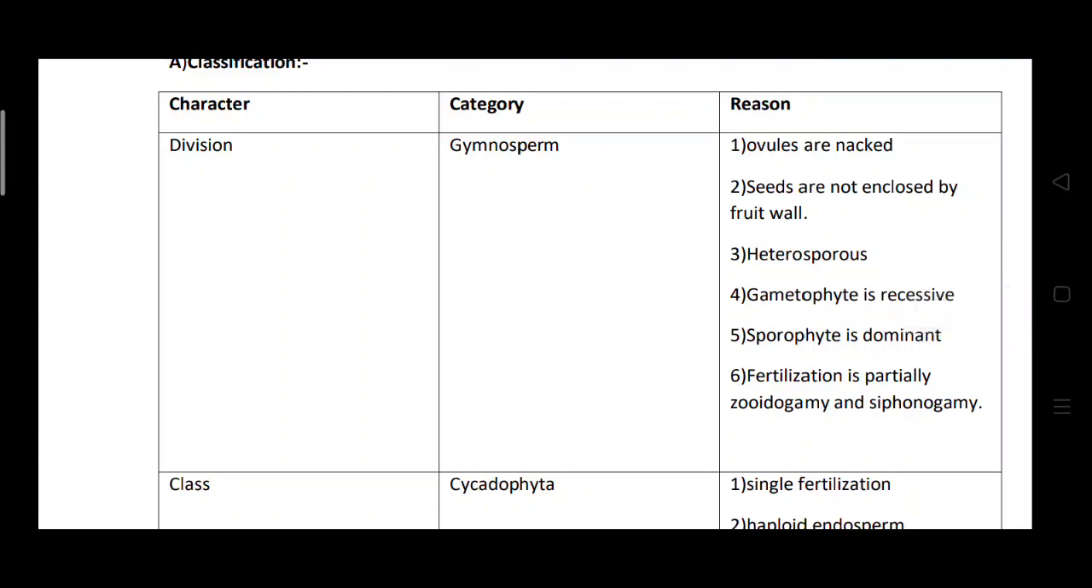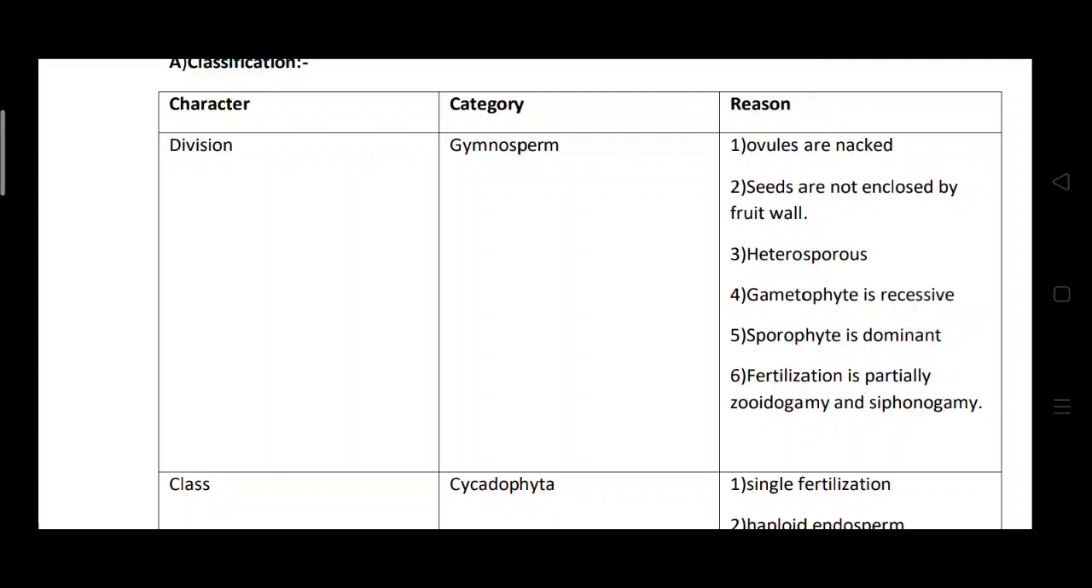So Cycas is under the division Gymnosperm. The characters of the gymnosperms are that the ovules are naked and the seeds are not enclosed by the fruit wall. So the ovules in gymnospermic plants are naked, that means you can see them with your eyes. With the help of eyes we can easily see the ovules of the gymnospermic plants.